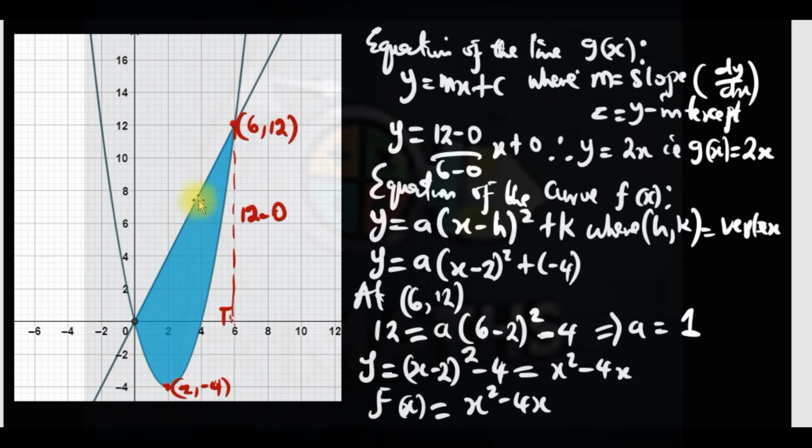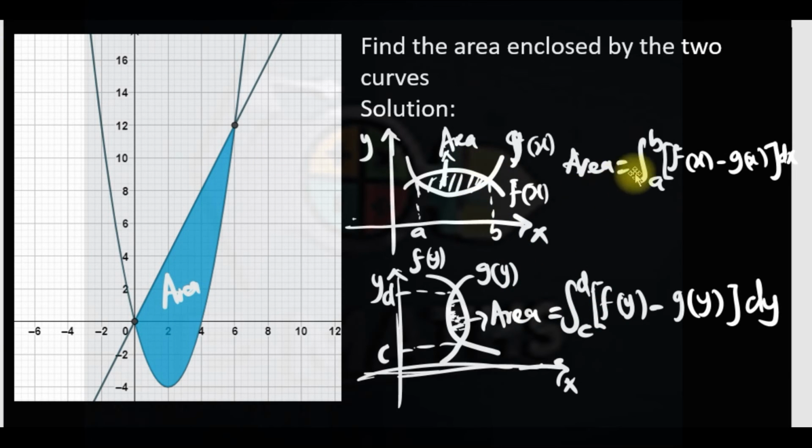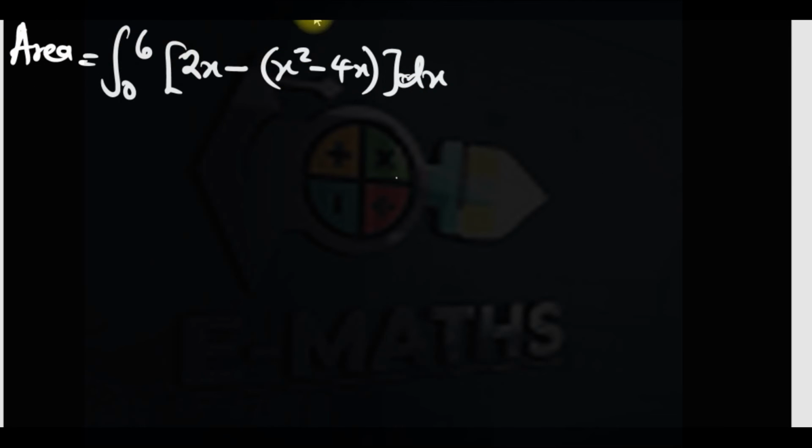So let's integrate. We now have that the area is the integral from 0 to 6 of the upper function. If you notice, the one on top is the line, which is 2x, minus x squared minus 4x, dx. Do you remember what I said? The upper function minus the lower. Here the one on top is g of x, but in the other way around it would be f of x.